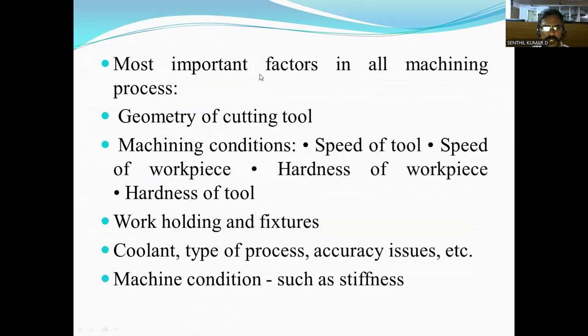We have to consider some important factors in all machining processes. Some of the important factors include geometry of the cutting tool, machining conditions, including tool speed, work hardness, and tool hardness. Some other factors include work holding devices, fixtures, the coolant which we use, the process which we adopt, some accuracy issues, and some machining conditions such as stiffness. These are all the important factors which we have to consider during the machining process.